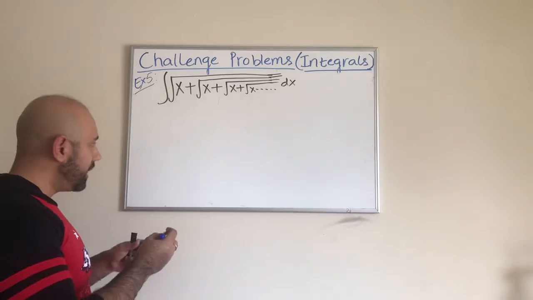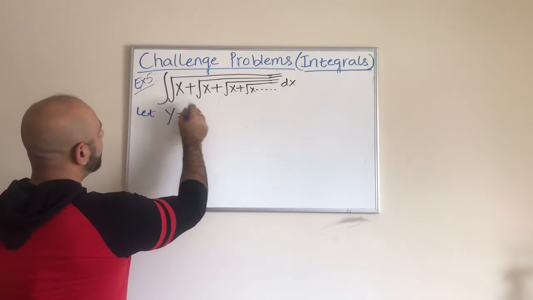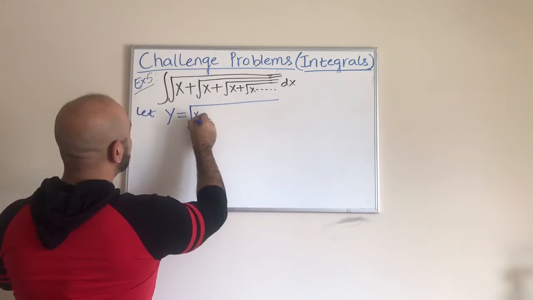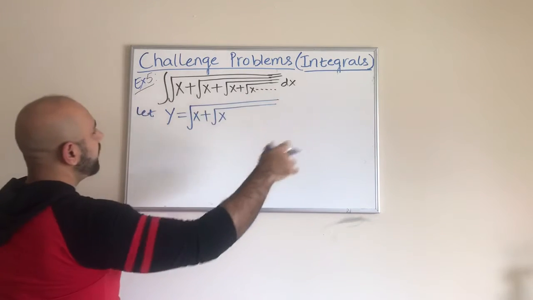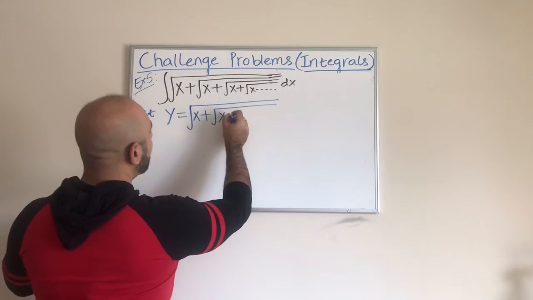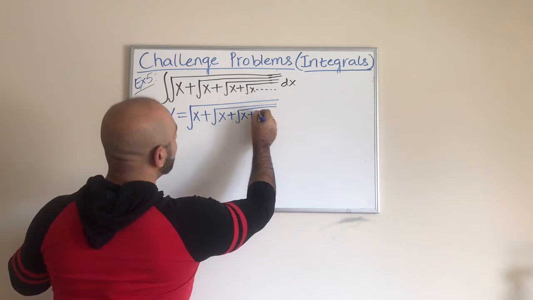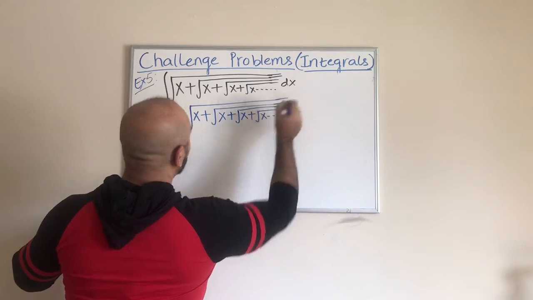In step one, I'm going to say let y equal this whole thing right here in the radical. So let's say y equals this x plus, and then this x just keeps on going. It's just repeating forever. It's also called an infinite nested problem, infinite square roots. It just keeps on going forever.